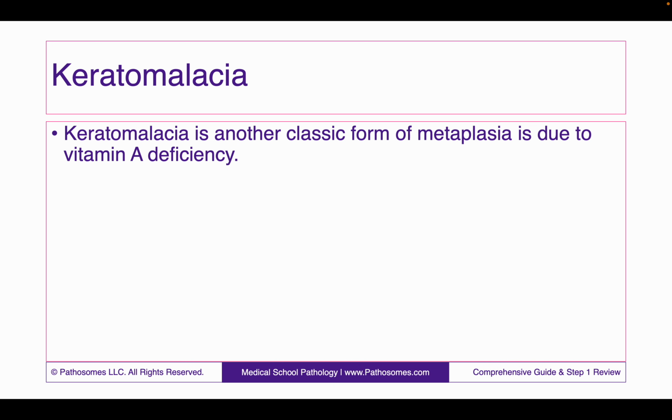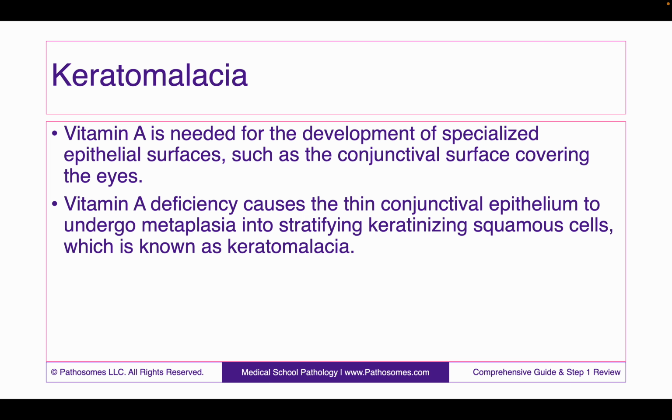Keratomalacia is another example of metaplasia, right? It's another classic form of metaplasia, and it is due to vitamin A deficiency. Who hasn't taken their vitamin A in a while? Have you been eating all your nutrients? Make sure you get some vitamin A so you don't get keratomalacia. Malacia. Pronounce it. Now, vitamin A is needed for the development of specialized epithelial cells, such as the conjunctival surface covering the eyes, right? You want to see your vitamin A.